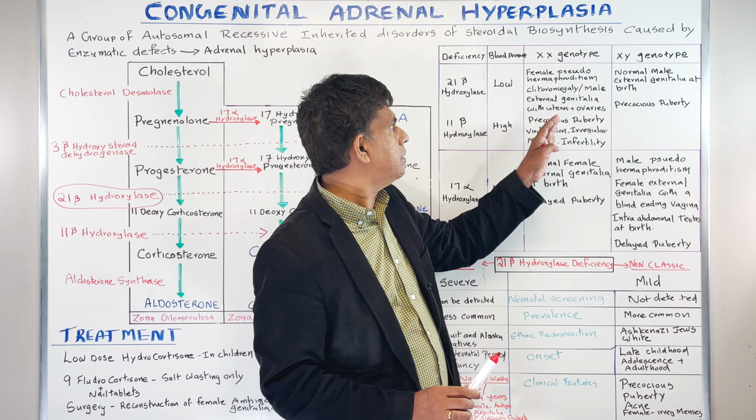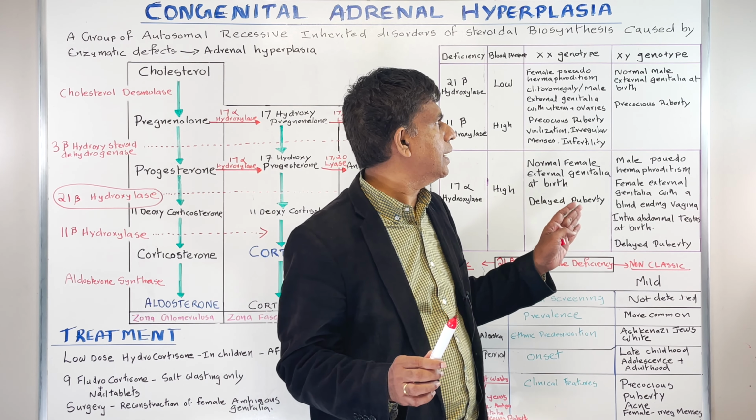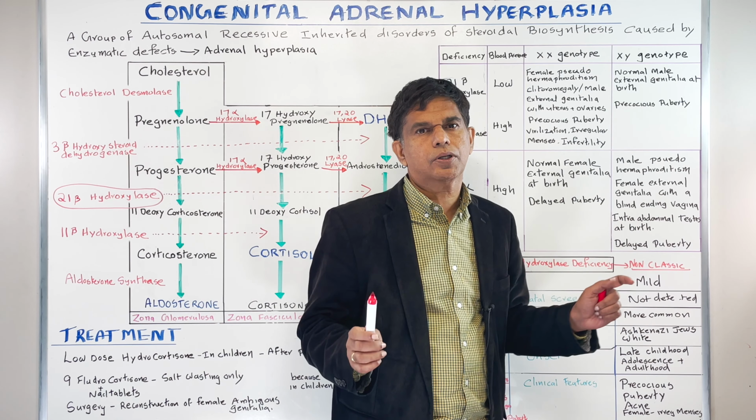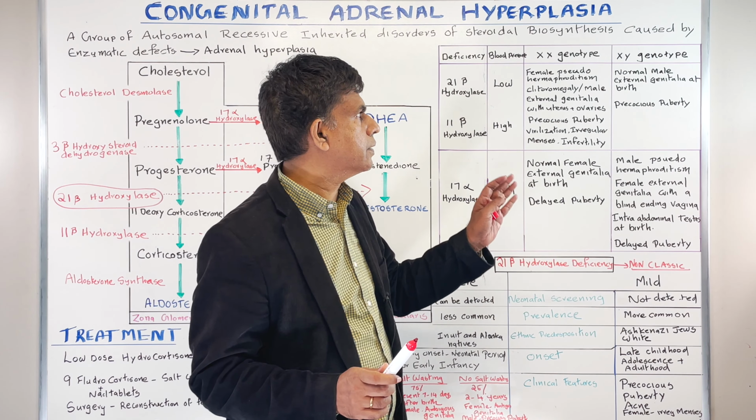Now, what happens to the male XY genotype? Usually it doesn't affect them that much because at birth they are going to have male external genitalia. The only problem is they can have precocious puberty. Okay? Remember that. Puberty is going to be early in that group. So everybody got that? Again, it's very, very complicated.